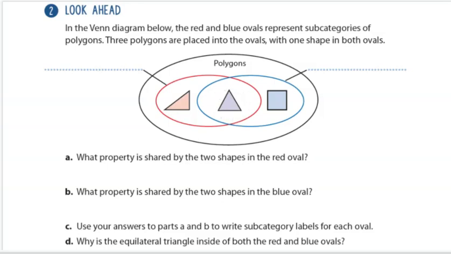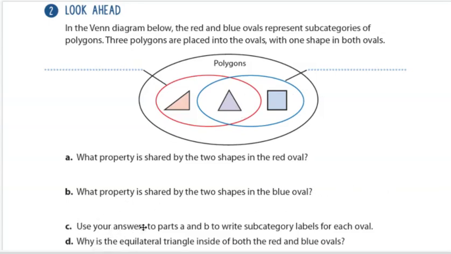So in parts A, B, C, and D, the first thing you're trying to figure out is what property is shared by the two shapes in the red oval. So what's the same with this and this? What is a characteristic, an attribute, a property, another word for attribute that they share? Part B, what is shared by the two shapes in the blue oval? So now I'm going to look at, all right, well, what could this shape and what could this shape have in common? And you're going to jot down your ideas.